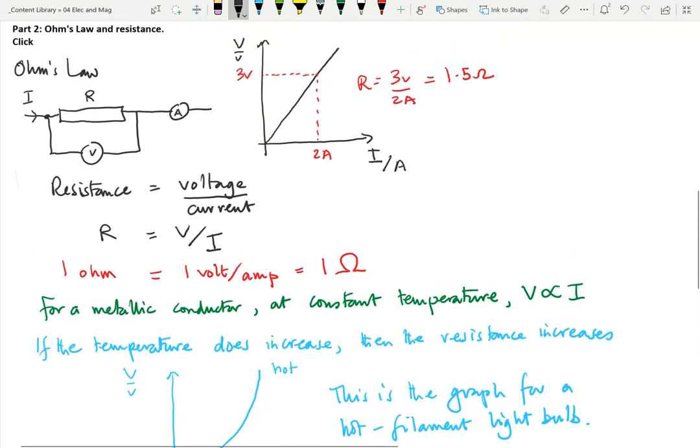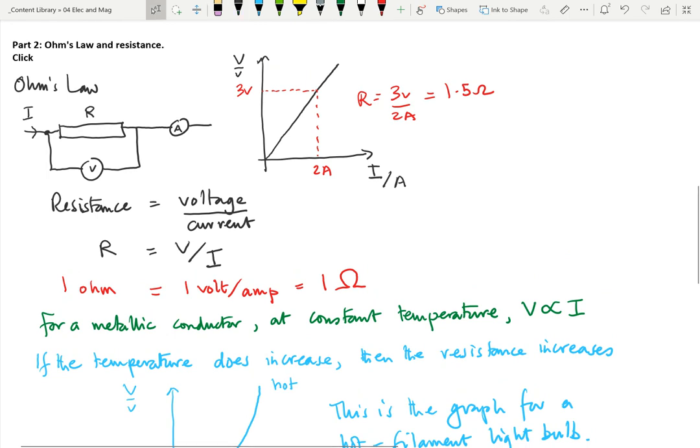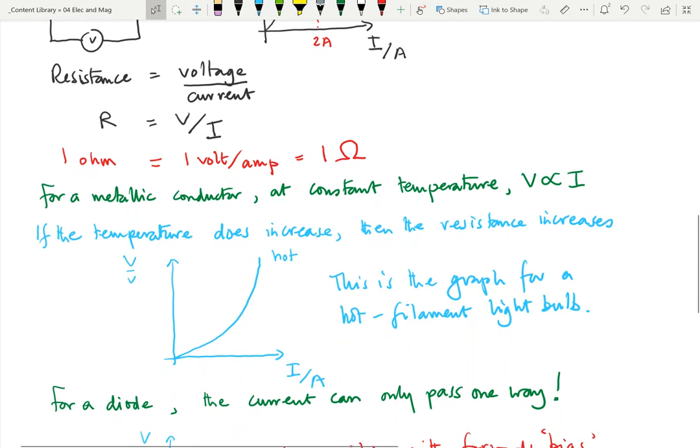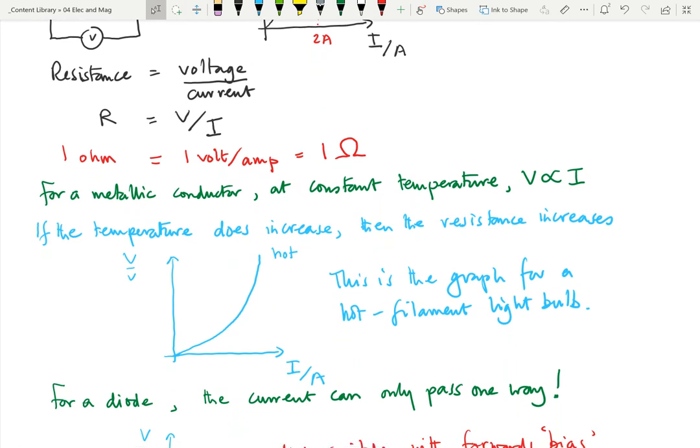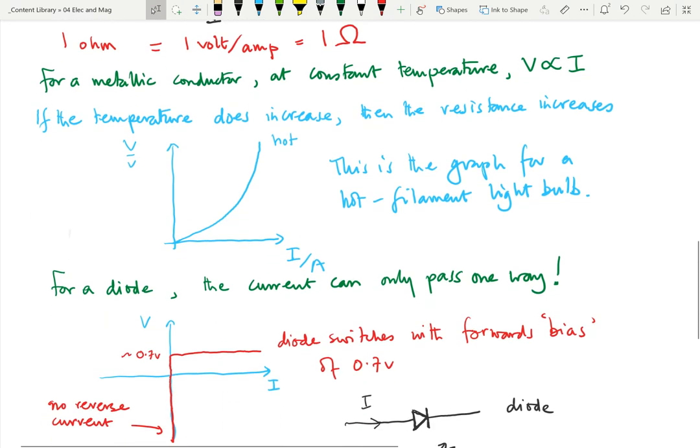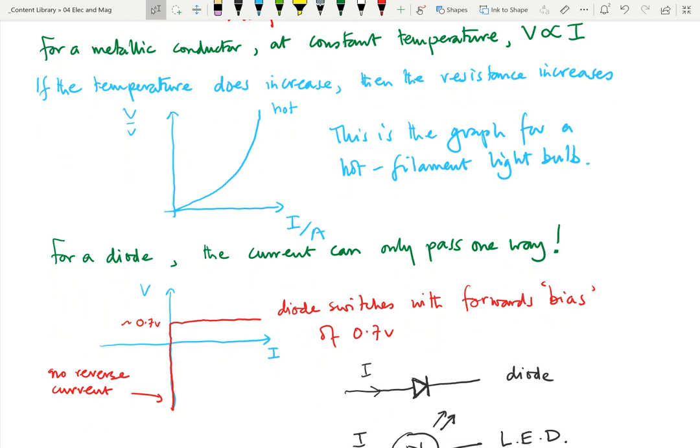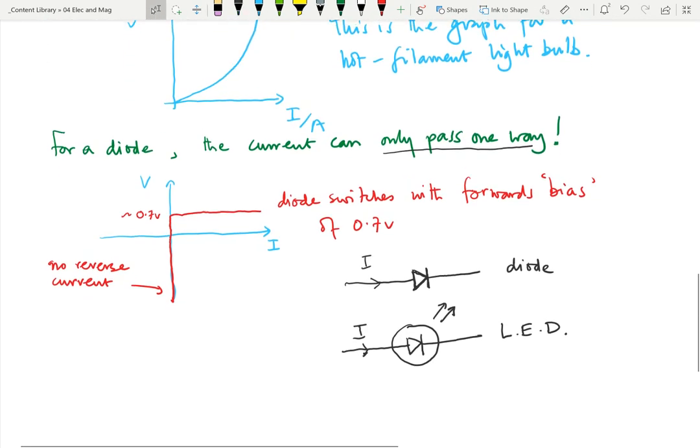We started off by looking at Ohm's law and resistance, and we found a very simple relationship. But then we said, well, what happens if the temperature doesn't stay constant? And we found that if the temperature goes up, the resistance goes up. And then finally, we looked at a really weird thing called a diode, which allows current to pass only one way. And it's got a symbol that looks like this, and it's more famous nowadays in its guise as an LED. These are semiconductor devices, and they don't get hot. They mostly just do a job.